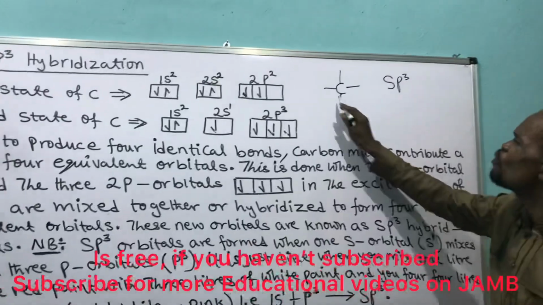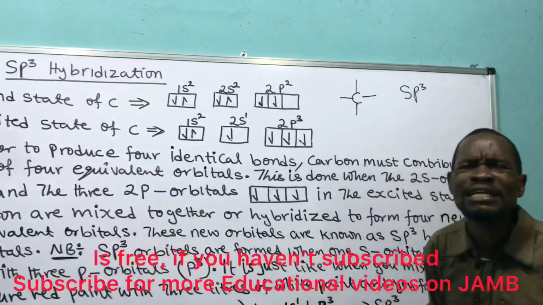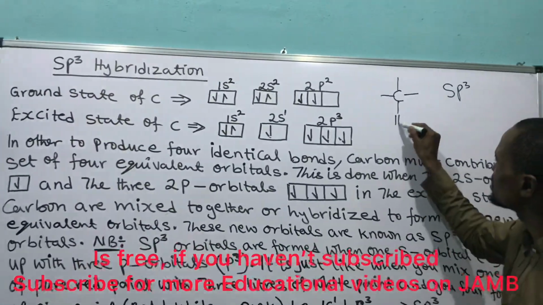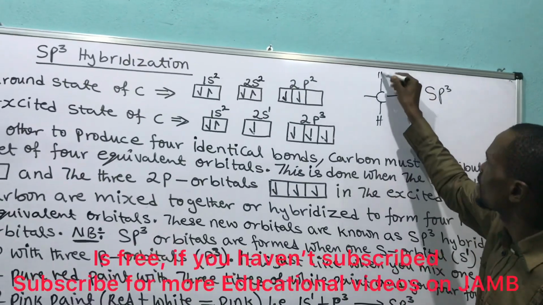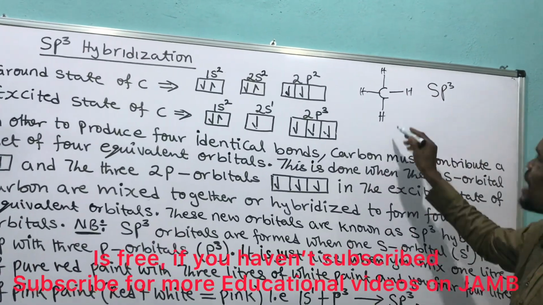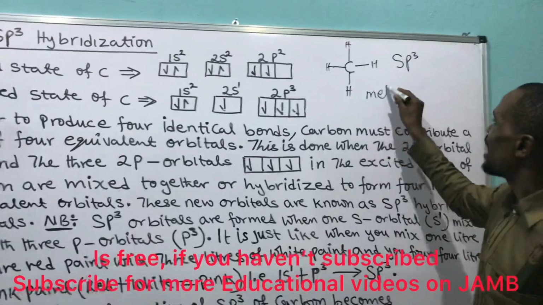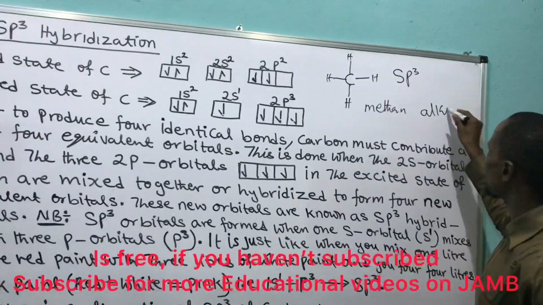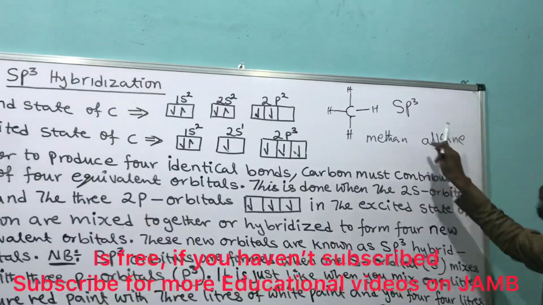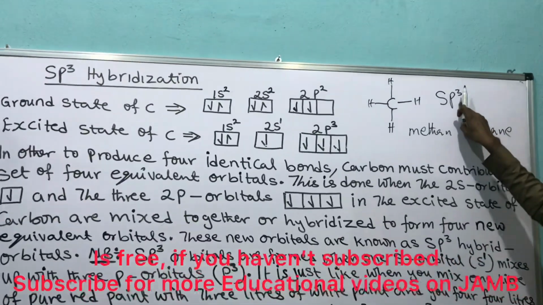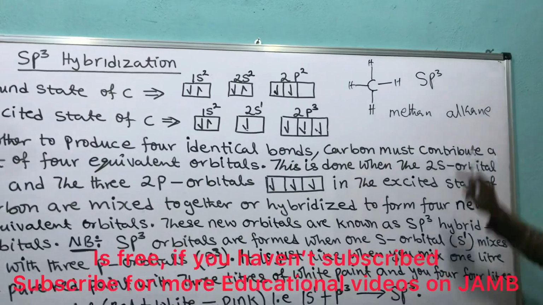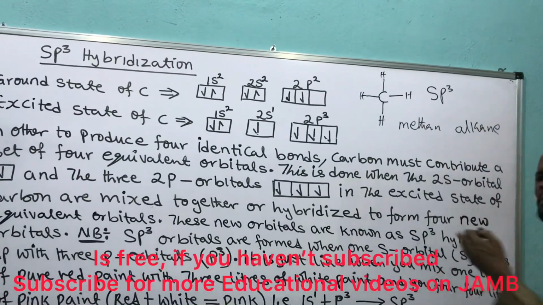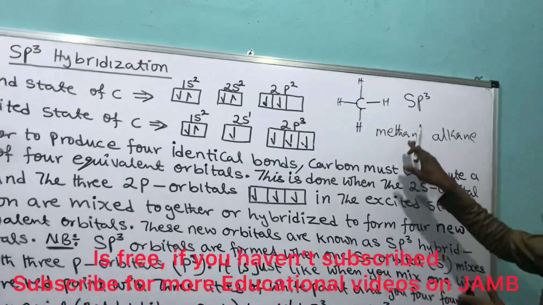And these 4 identical bonds are present in methane. Look at it, this hydrogen, this hydrogen, this hydrogen. So we now say that this is methane. And methane is in the alkane series. Therefore, we now say the sp3 hybrids are found in alkanes. And one of the members of alkane, which is the firstborn of alkane, is methane.